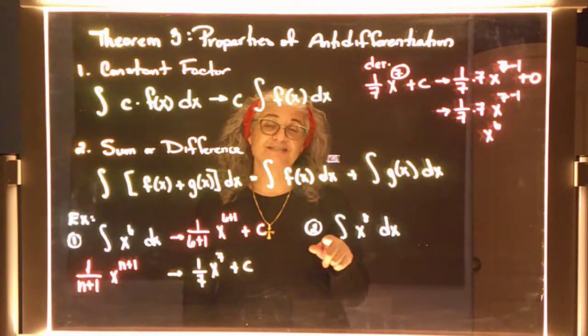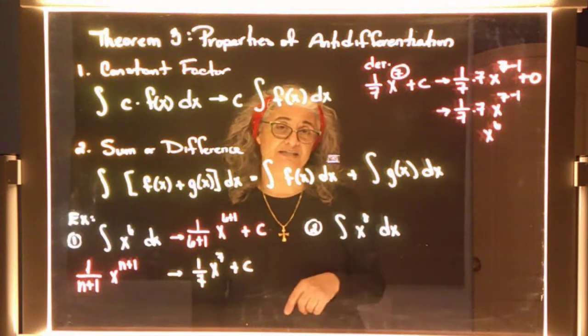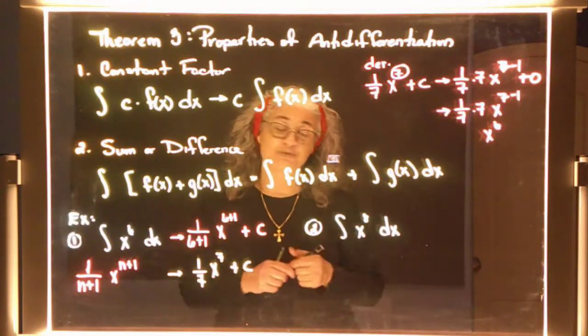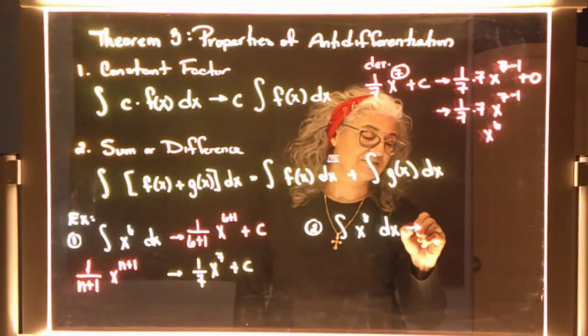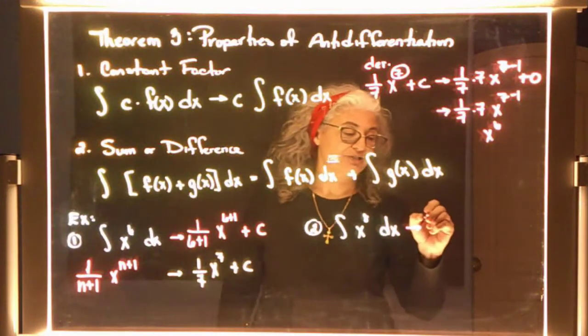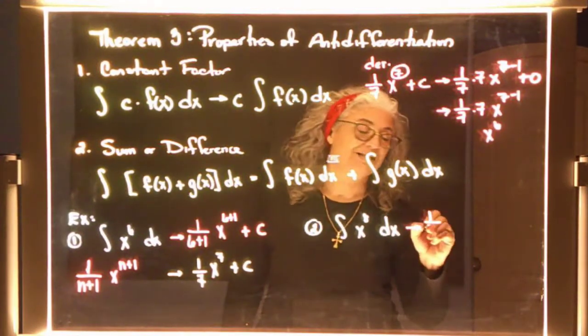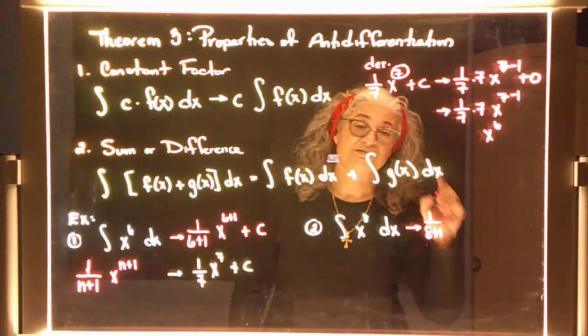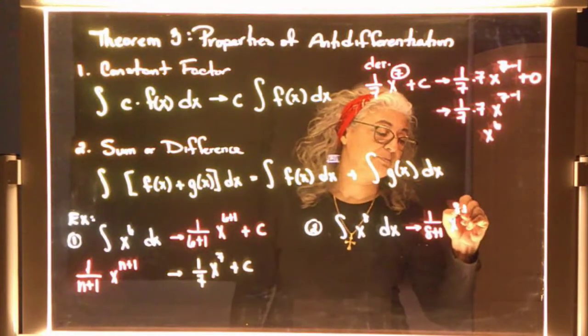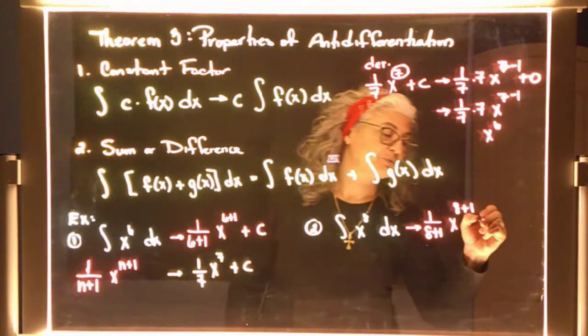They're asking me to take the antiderivative of x to the power of 8 with respect to x. That's right. This is another power. So to do this, I wrote down the power rule over here. I do 1 over 8 plus 1 times x to the 8 plus 1 plus c.